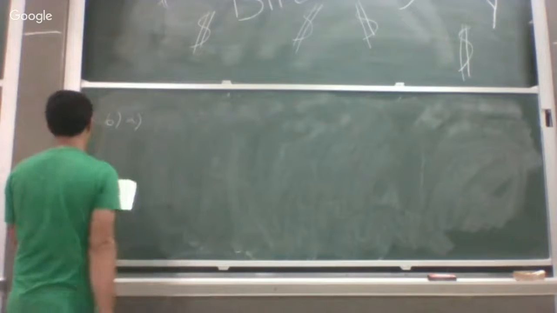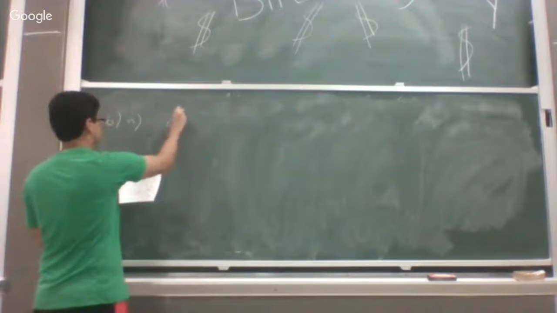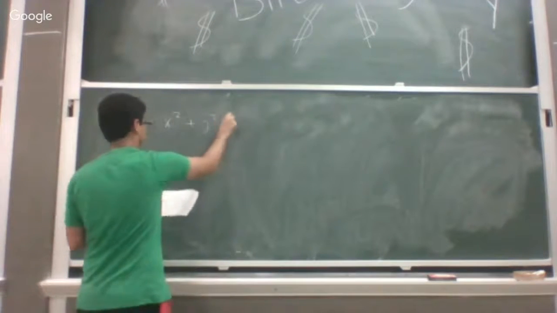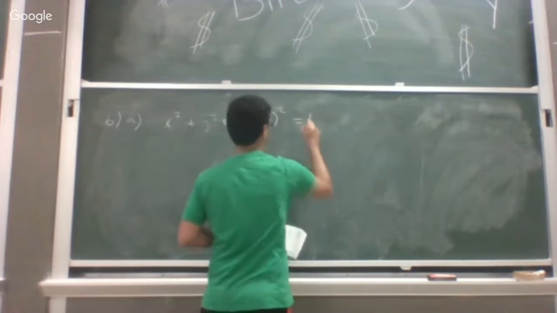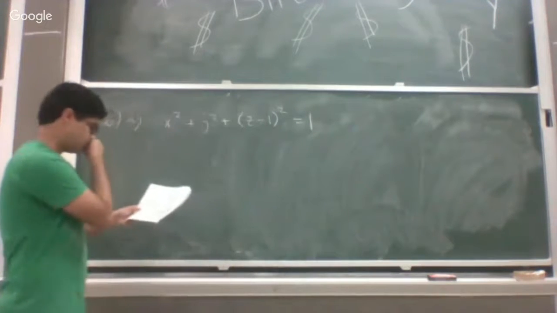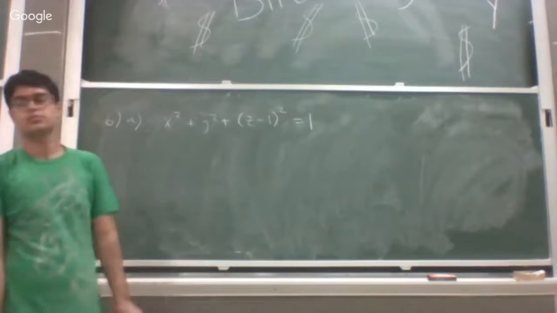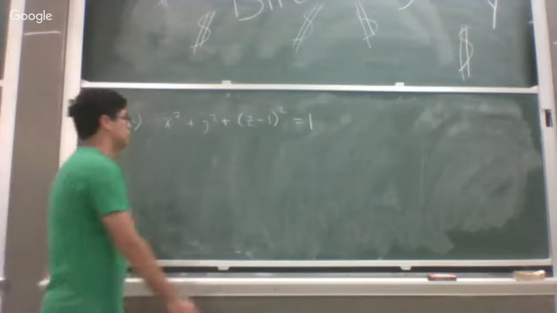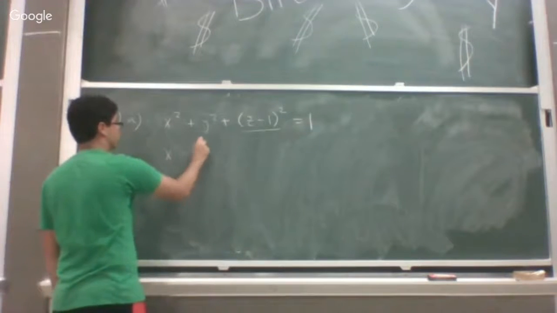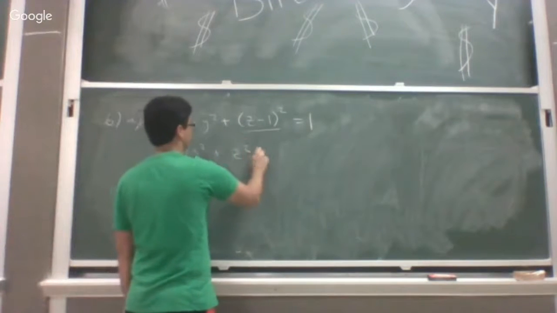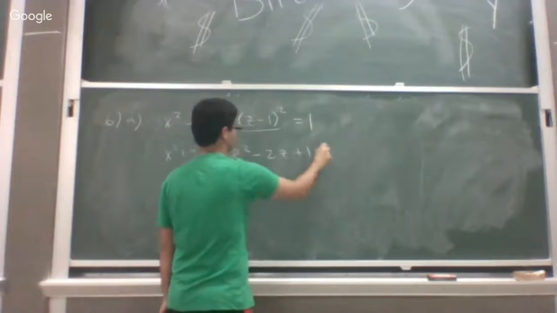Okay, 6, 8. We have to convert from rectangular to spherical. X squared plus y squared plus z minus 1 quantity squared equal to 1. So what's the first thing we should do? Expand that. So we want spherical. So we have x squared plus y squared now plus z squared minus 2z plus 1 equal to a 1.